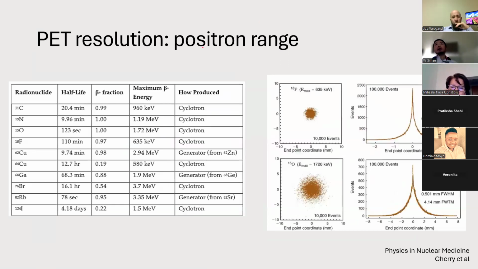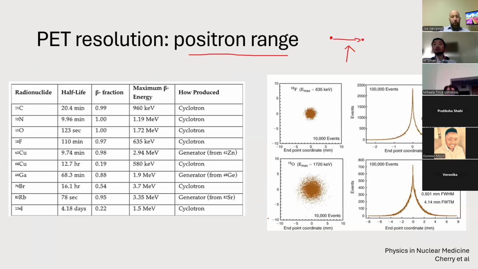The other blurring mechanism is the positron range. I mentioned earlier that when the positrons get emitted, they have an energy, so they travel some distance. The further the positron travels, the more the resolution blurs, because you have the point of decay. Let's say this is my F18, and then your positron creates a positronium over there. So this is the blurring. The higher the beta plus energy, the worse your resolution is.